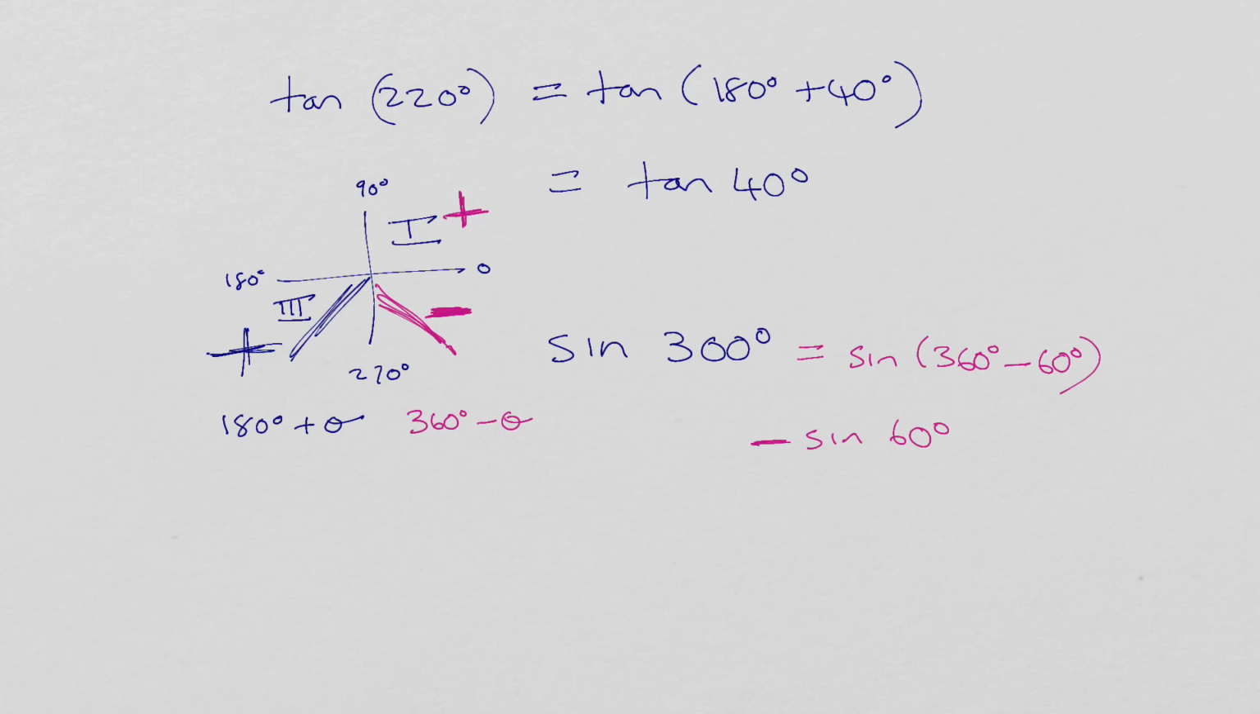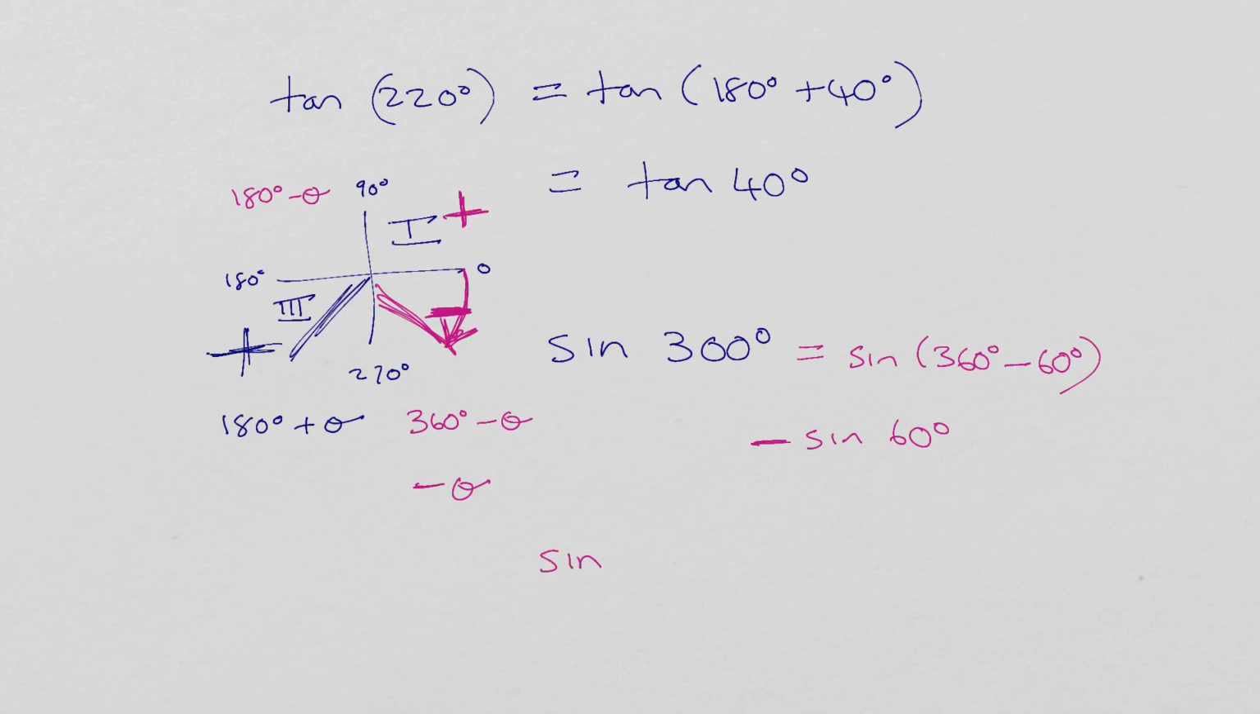So for each and every angle, you will work out where it is and reduce it using either 180 degrees minus theta, or 180 degrees plus theta, or 360 degrees minus theta. Negative theta is the same as this. So negative theta is going to be the same as 360 degrees minus theta, which should make sense, because if you go this way and you go 360 degrees around, it's the same angle.